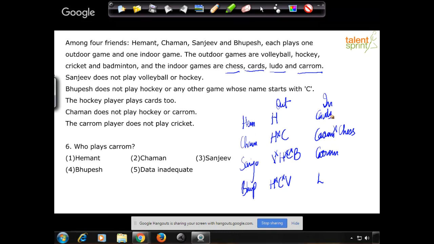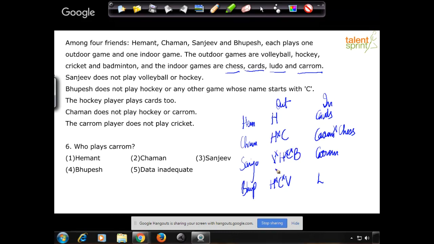Now, if Hemant is playing cards, Chaman is playing chess, Bhupesh is playing Ludo, the only game that Sanjeev can play is carom. So from here, you are rest assured about your indoor games. Indoor games are taken care of here. Now, they tell us that the person who plays carom does not play cricket, which means that Sanjeev cannot play cricket. Sanjeev cannot play 3 sports: volleyball, hockey, cricket. Only one sport left, which is badminton. Therefore, Sanjeev, boys and girls, plays badminton.